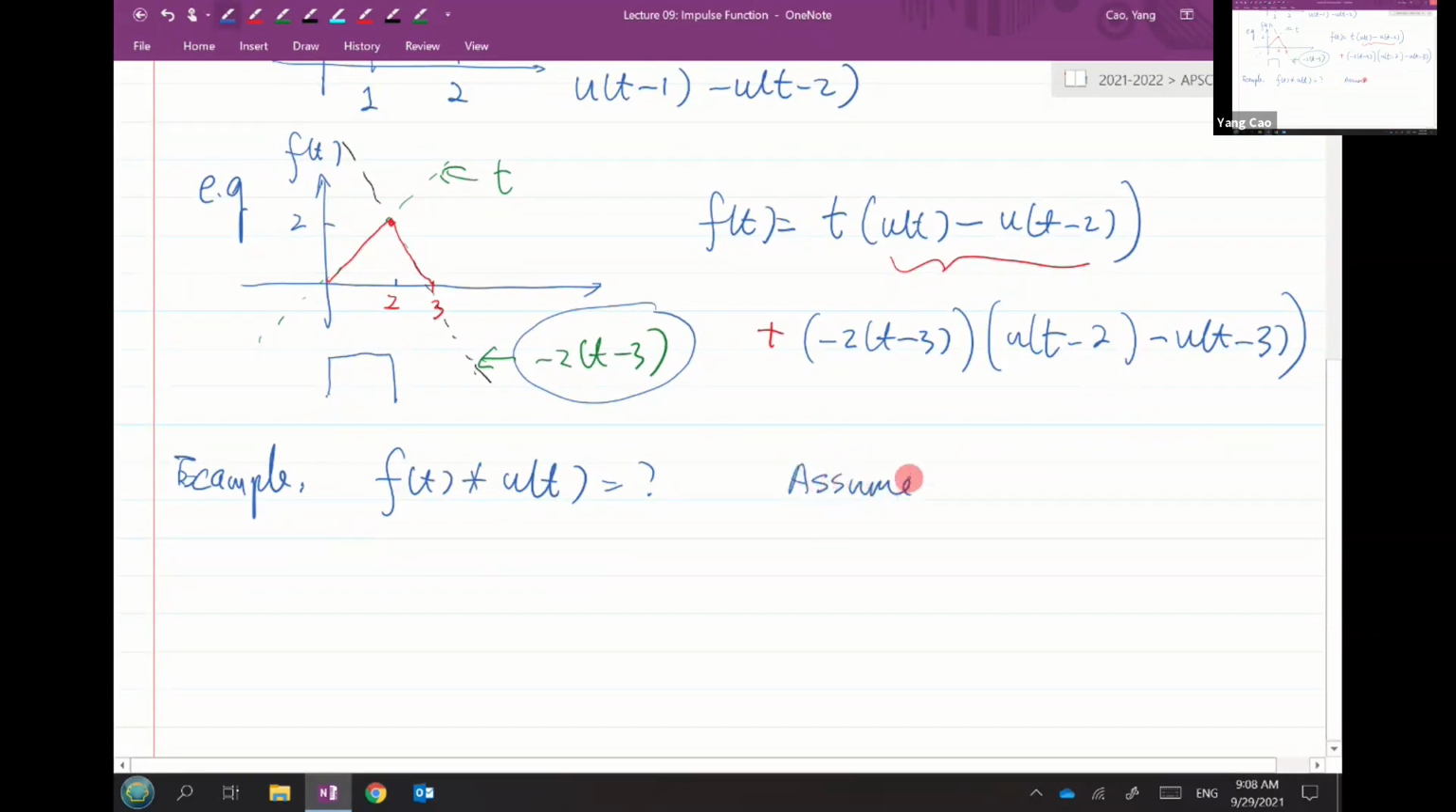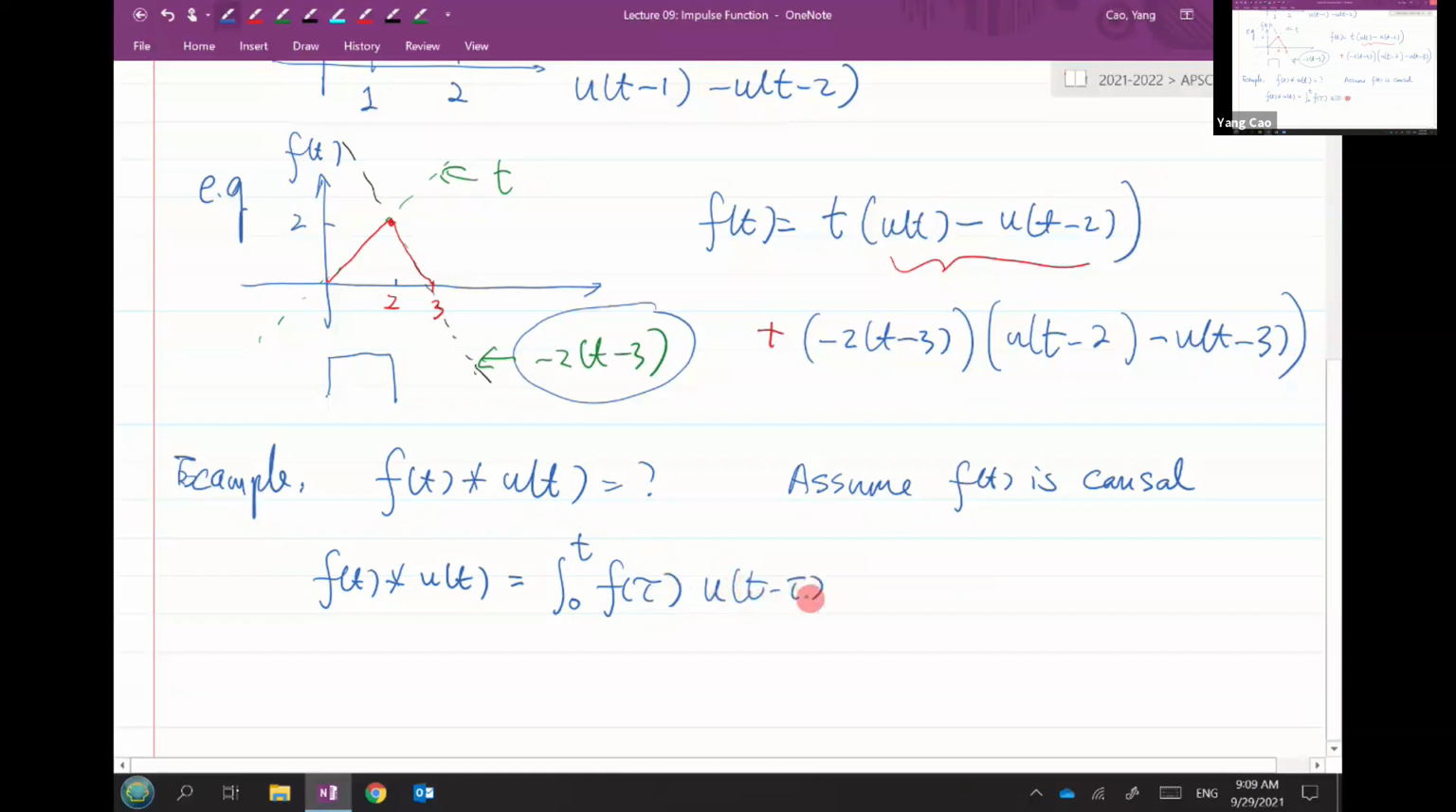Let's assume f of t is causal. Now I'm going to write down the definition of convolution first. It's f of t convolved with g of t, but of course right now g of t is being replaced by the unit step function. So according to the definition, it's the integral of f of tau times, it's supposed to be g, but now it's u of t minus tau, d tau.